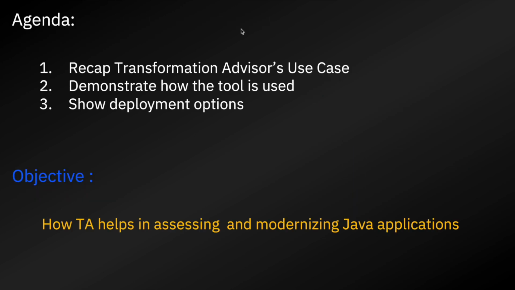We will recap Transformation Advisor's use case and how it fits in your portfolio, demonstrate how the tool is actually used, and then show the deployment options that you have available to you in the platforms. Ultimately, our objective is to show how Transformation Advisor helps in assessing and modernizing Java applications, making it easier for developers and IT staff to quickly make modernization changes.